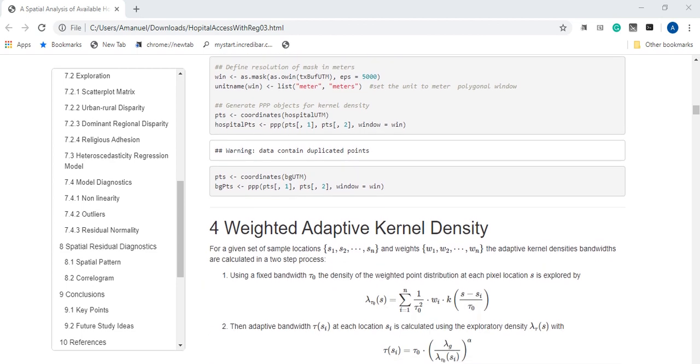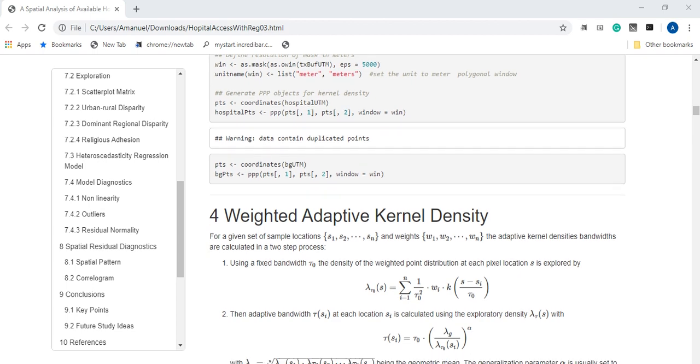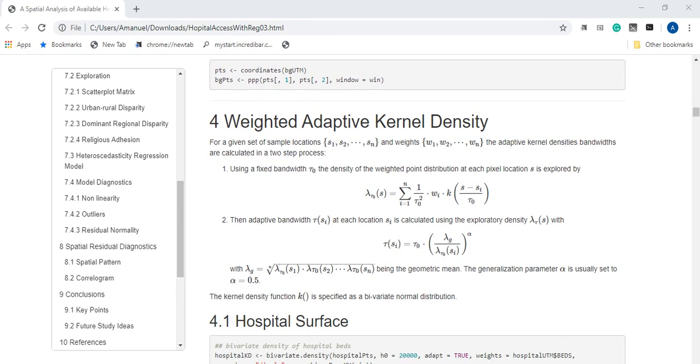Weighted adaptive kernel density: for a given set of sample locations S1 up to Sn and weights W1 up to Wn, the adaptive kernel density bandwidths are calculated in two steps. First, using the fixed bandwidths, the density of the weighted point distribution at each pixel is explored by this formula, and then the adaptive bandwidth at each location Si is calculated using the exploratory density.